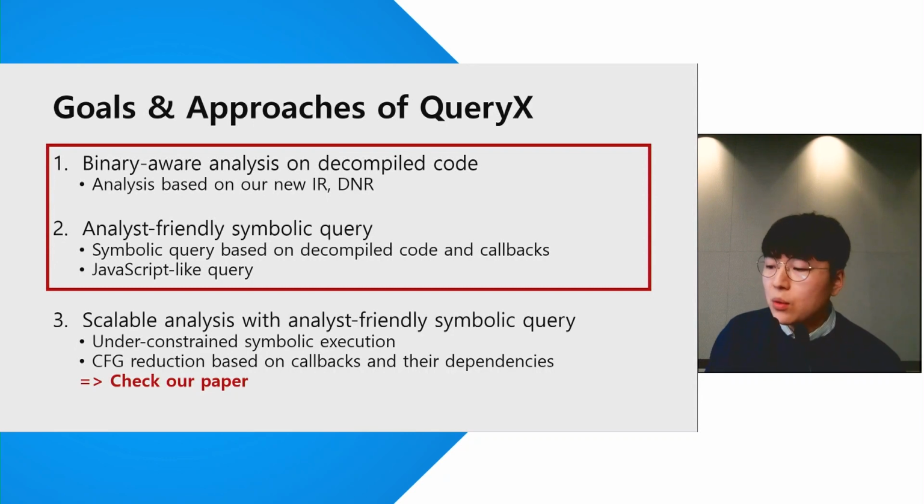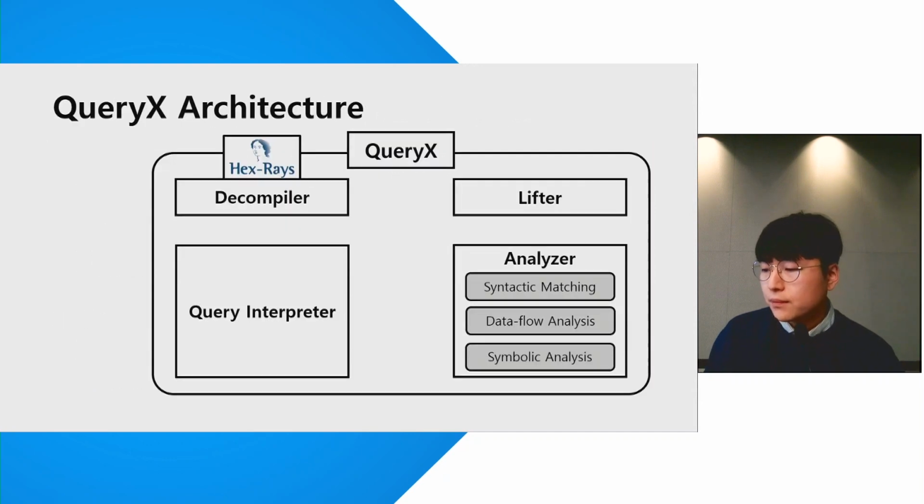To achieve this, we introduce our new IR named DNR, which stands for Decompiler Neutral Representation, and do analysis based on it. The second goal is to support analysis-friendly symbolic query. For this goal, we design symbolic query based on decompiled code and allow registering callbacks, which will be executed during the symbolic analysis. We also leverage JavaScript syntax, one of the most popular languages, to make our query more analyst friendly.